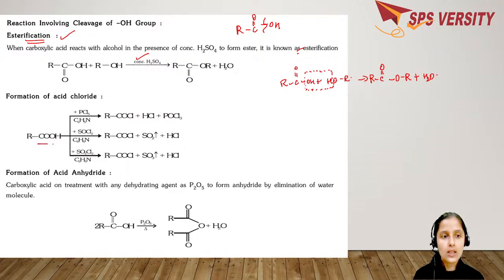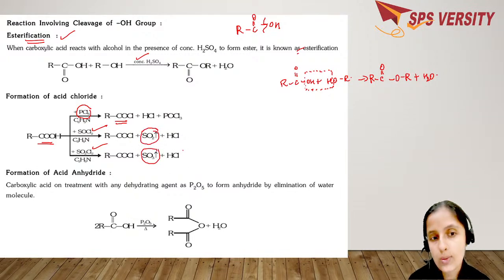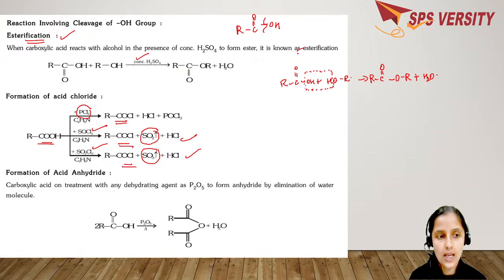And also, if you treat the carboxylic acid with a phosphorus halide, you are going to get the corresponding acyl halide. You can even treat it with SOCl2, the thionyl chloride, or sulfuryl chloride. In both cases, you are going to get SO2 gas along with the formation of HCl, and OH gets replaced by the group Cl.